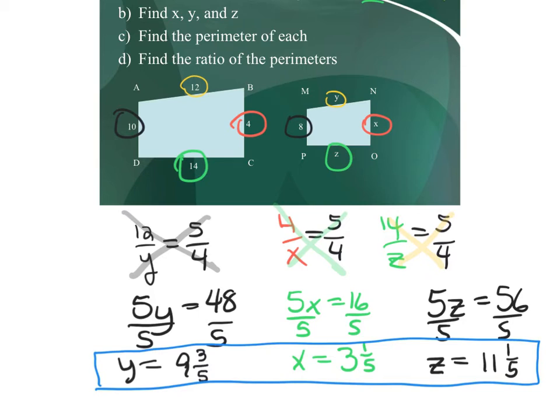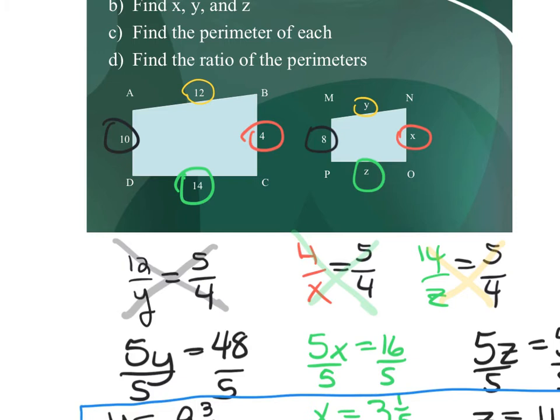The next step, step C, says to find the perimeter of each of the polygons. Remember, to find perimeter, we add up all the sides. So I'm going to go over to the larger quadrilateral here, and I'm going to add 10 plus 12 plus 4 plus 14. This will give me 40. Notice there are no units here. They don't tell me if these are inches or centimeters or meters. So I'm just going to list it as 40 units.